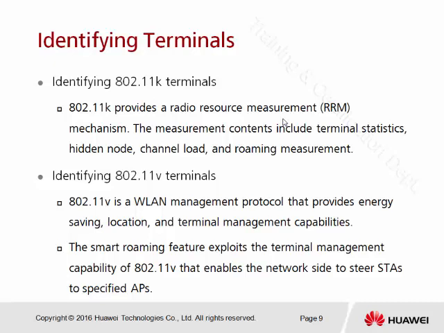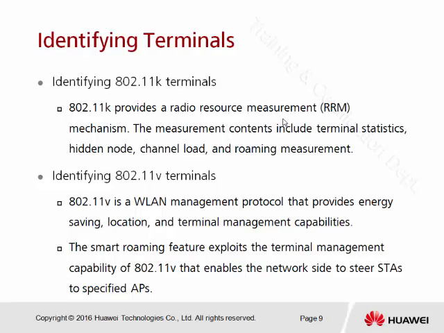For the 802.11v, this is one of the management protocols, and it allows the AP or the AC to do the management of the current terminal. So if the terminal can support the 802.11v, this terminal will follow fast roaming and roam to the better signal strength AP. So this is very important.